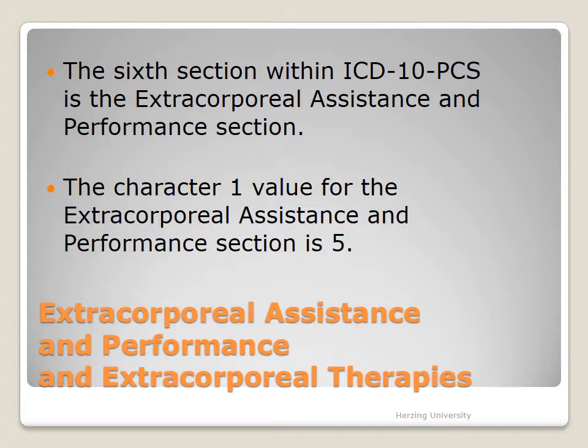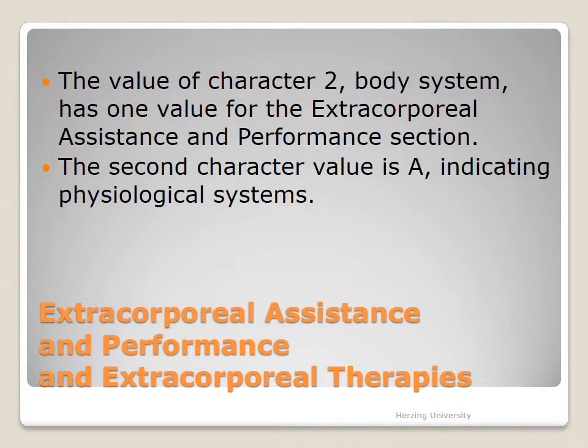The Character 1 value for the extracorporeal assistance in performance section is 5. The second character value for body system in the extracorporeal assistance and performance section is A for physiological system. This is the only second position value for these tables.